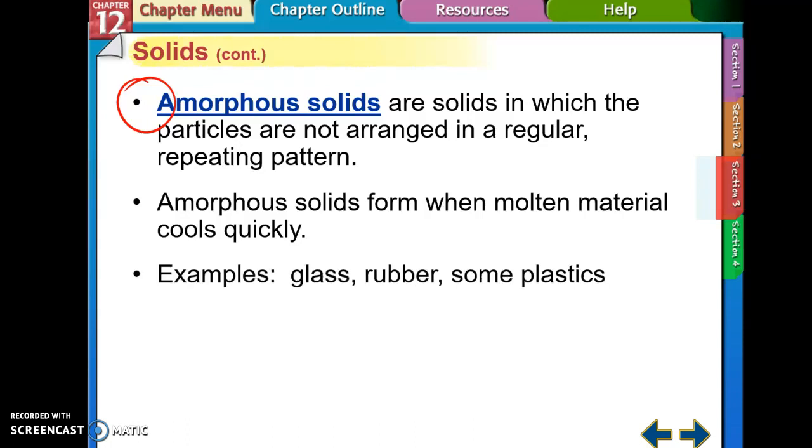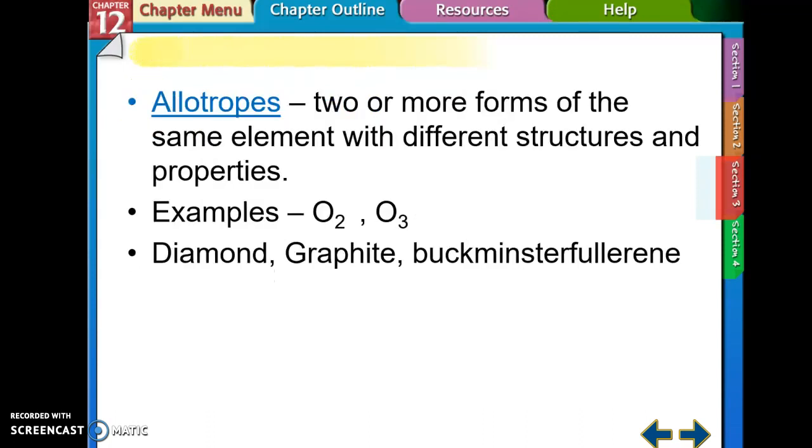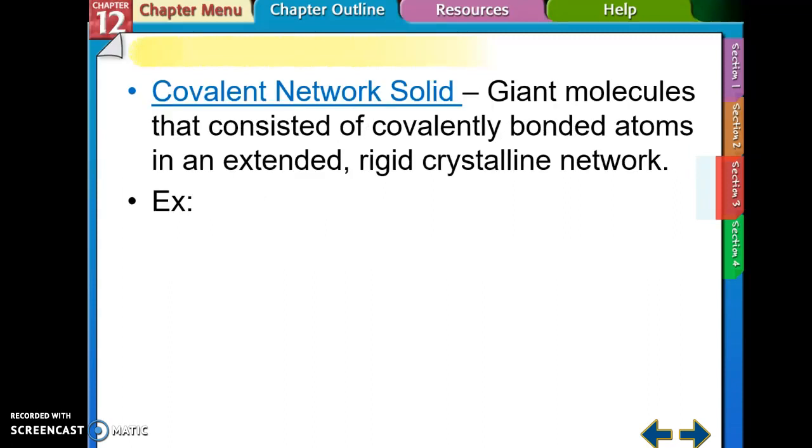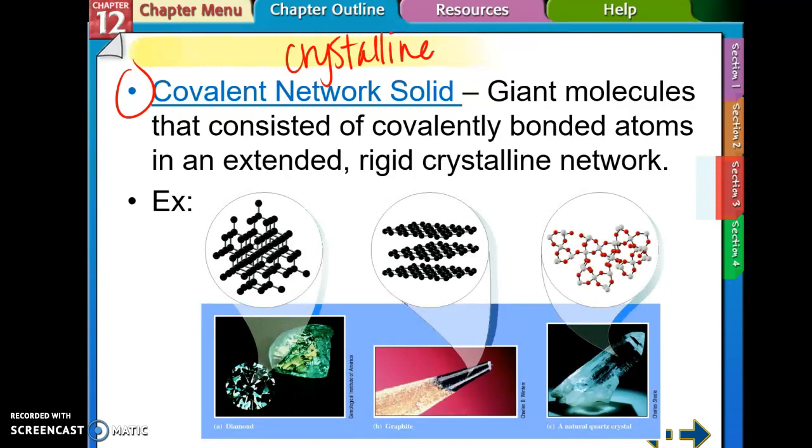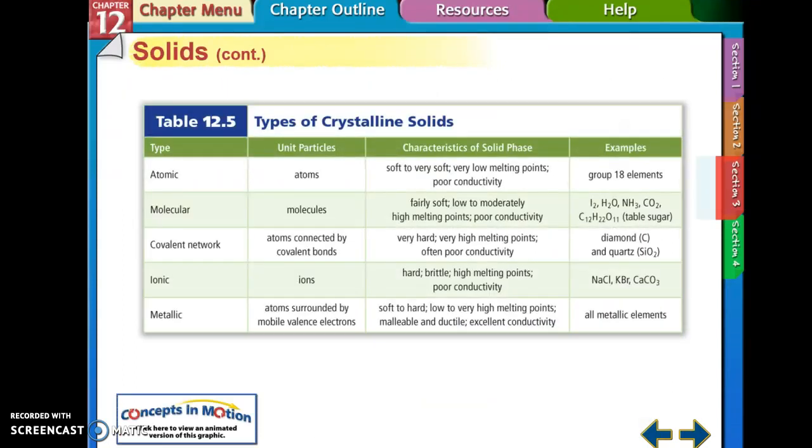So that was video 2, where we have talked about these different types of solids, which are our allotropes, and our covalent network solids, where you've got these big molecules, and these are going to be crystalline. So now we've actually reached the end of video 2. If you see, this is what a crystalline solid would look like, where it's very geometric and very rigid. And so here are different types of solids, and these are all crystalline.